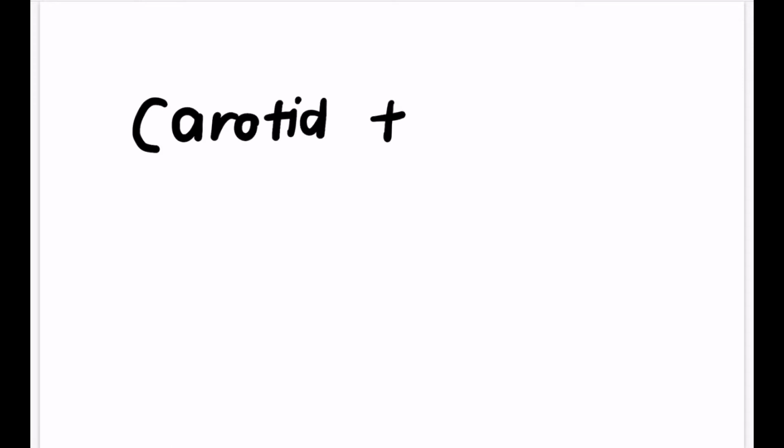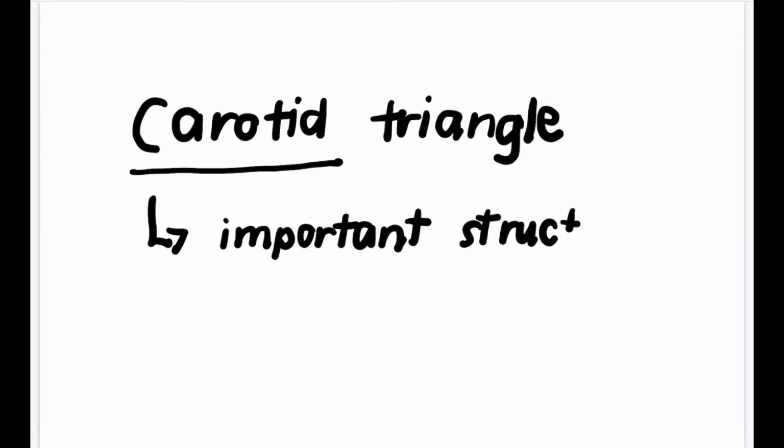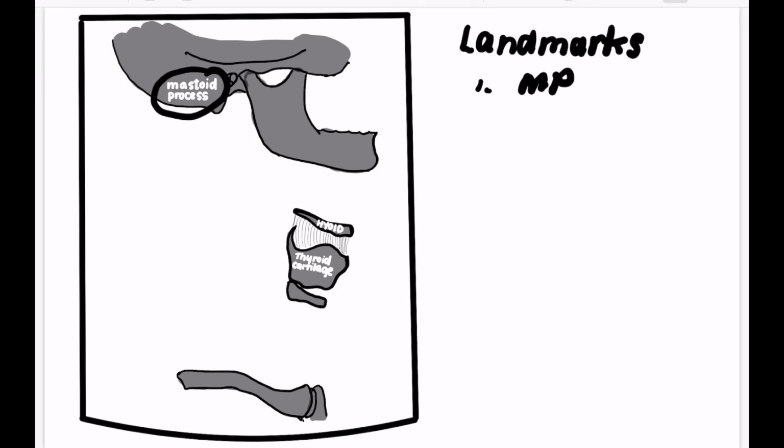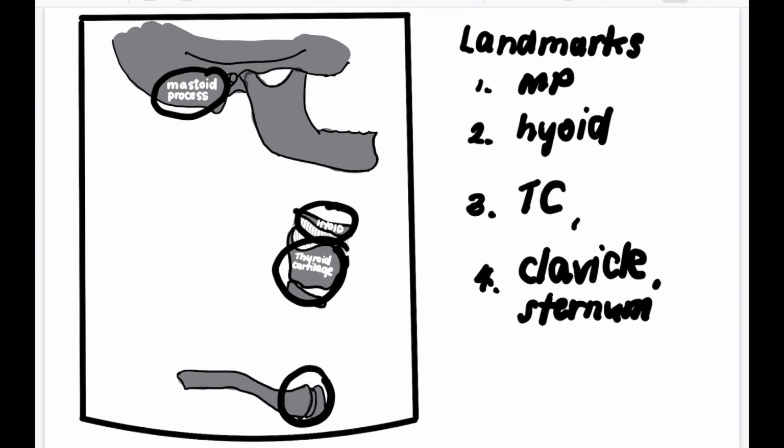In this video, we will be discussing the carotid triangle, and it is called as such because the most important structure in the carotid triangle is the carotid artery. But first, let's identify the landmarks. First, the mastoid process, the hyoid bone, then the thyroid cartilage, the clavicle, and lastly, the sternum.